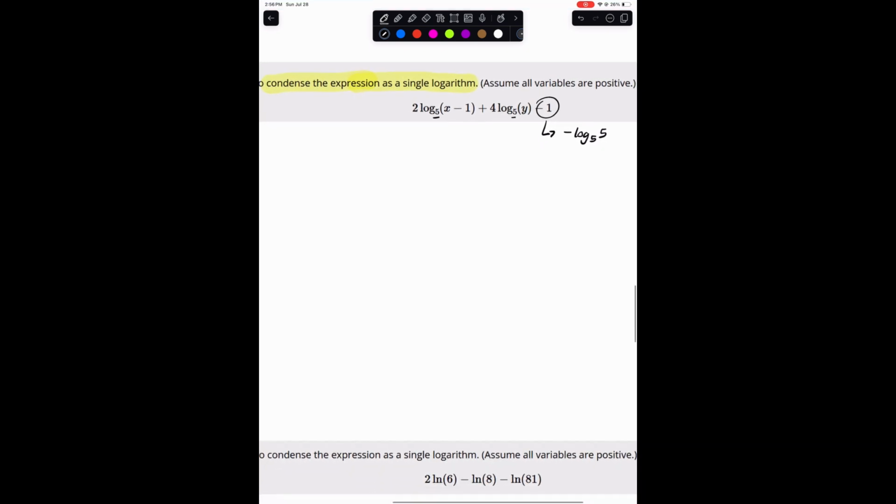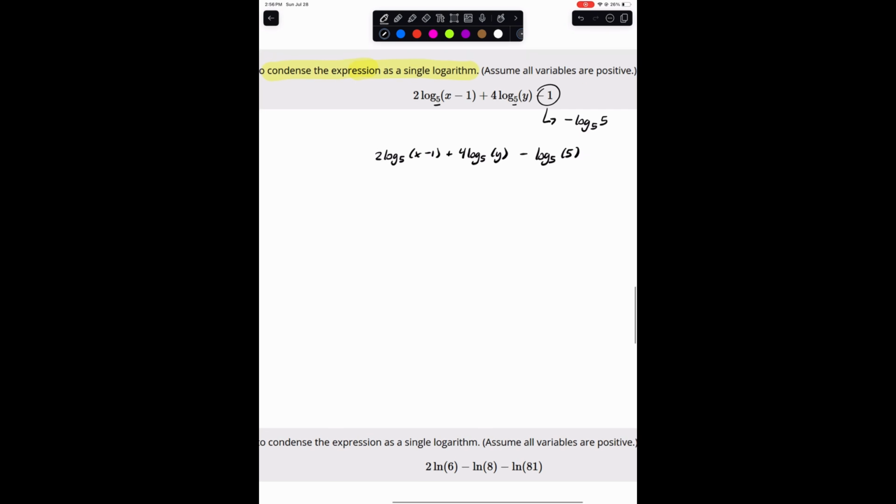Okay, so I'm gonna rewrite. So you have 2 log 5 of x minus 1 plus 4 log 5 of y minus log 5 of 5. I'm going to first move these coefficients into the exponents. So we get log 5 x minus 1 squared plus log 5 y to the 4th minus log 5 of 5.